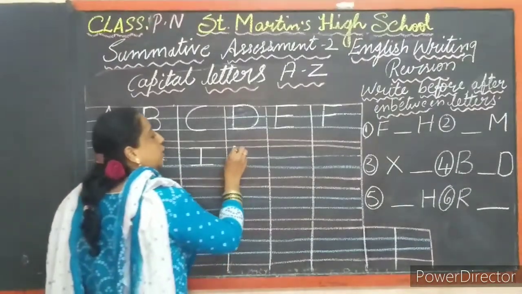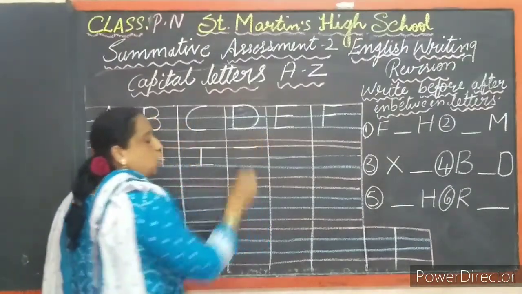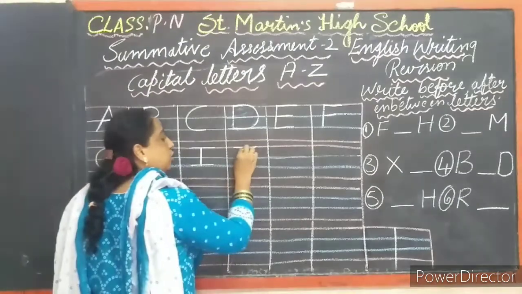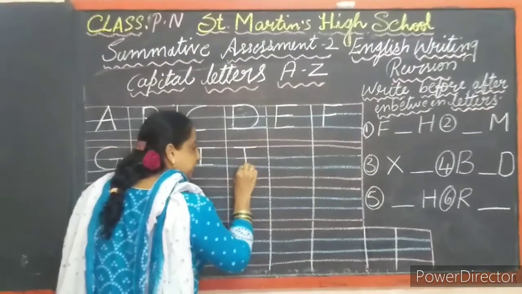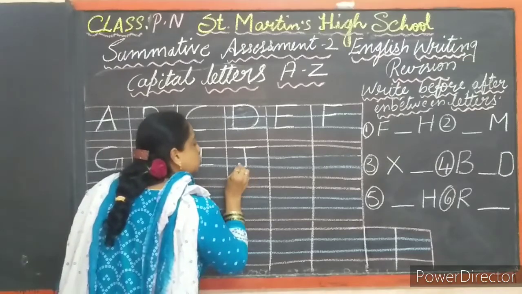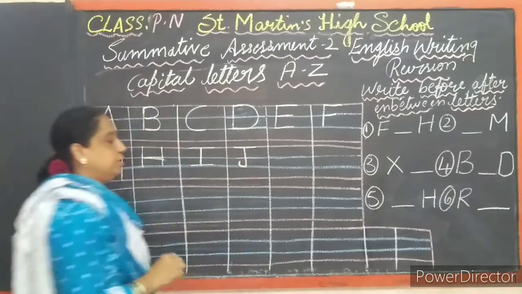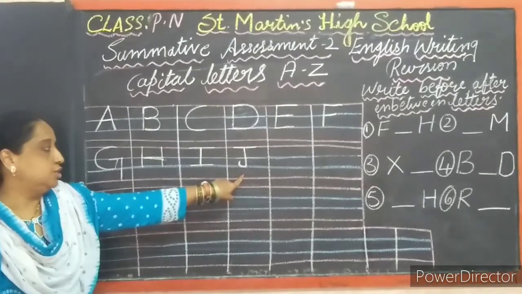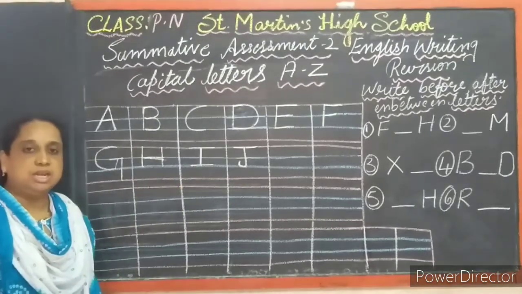J. For J, draw one sleeping line to the top red line and joining to the sleeping line, draw one standing line to the second blue line and one slight U curve makes letter J. Understood, children? After J, what letter will come?